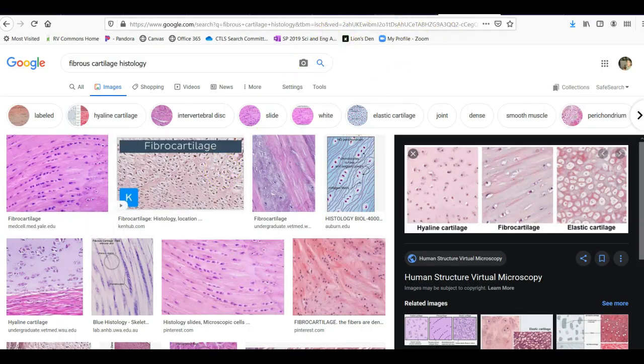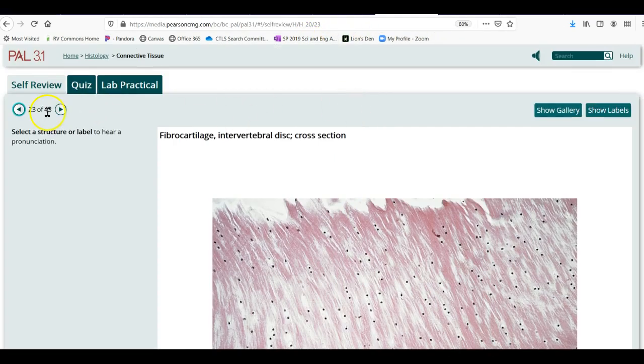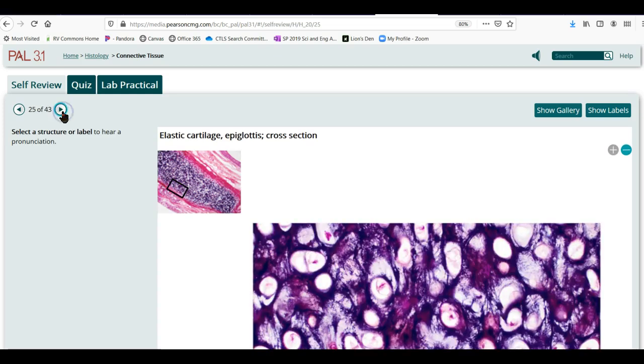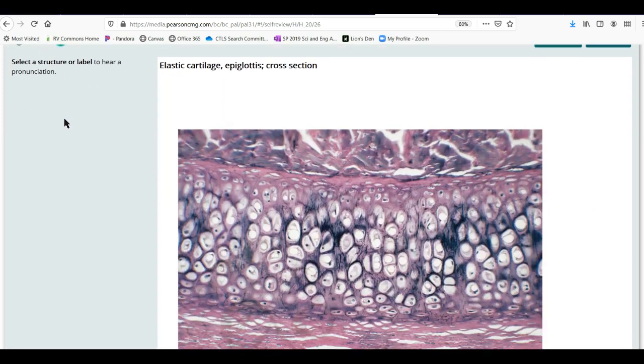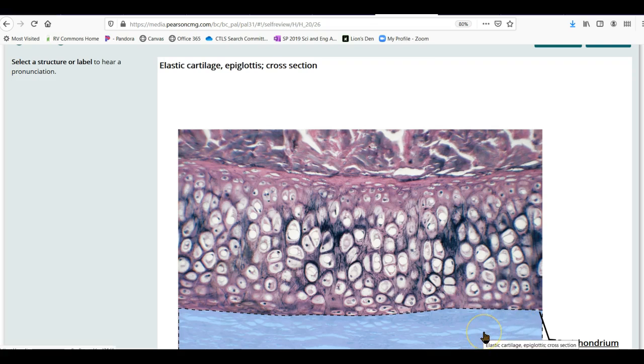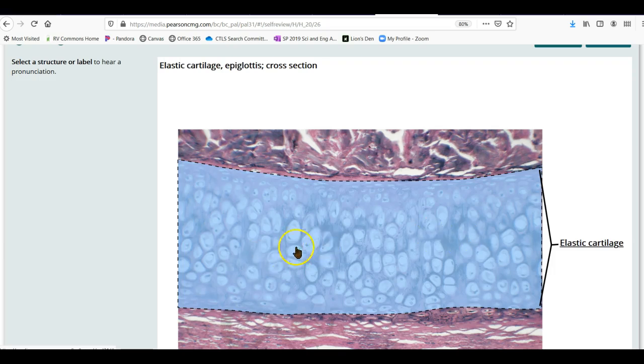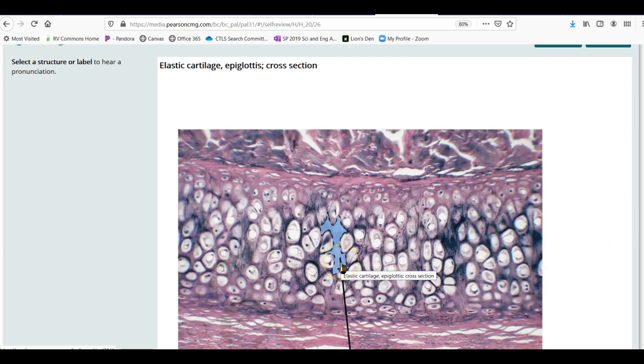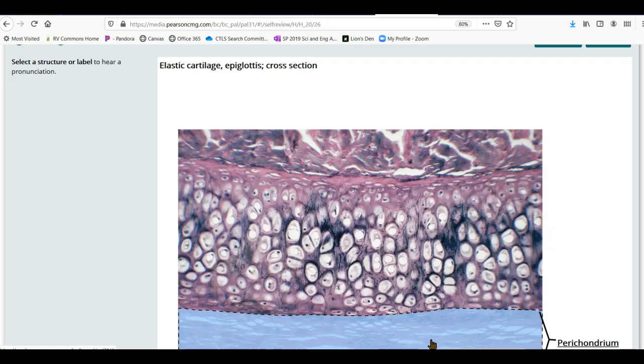Elastic cartilage, let me get back to practice anatomy lab, should be easy to identify because it's going to look like this. This is what our elastic cartilage looks like. And you can see all of the dark purple in there. That is the elastic fibers, and they always stain dark. I don't know what the stain is, but it makes elastic cartilage pretty easy to identify. So that's the cartilage.